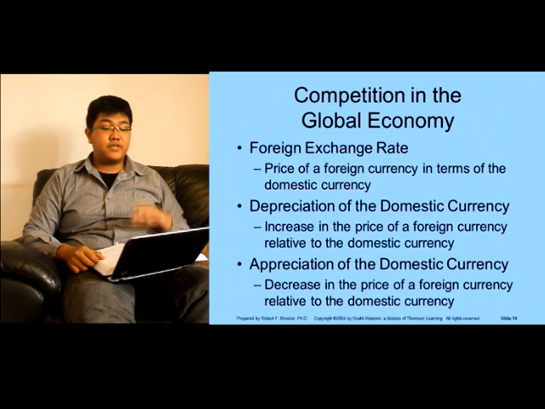And here are some terms in global economic competition. Foreign exchange rate.